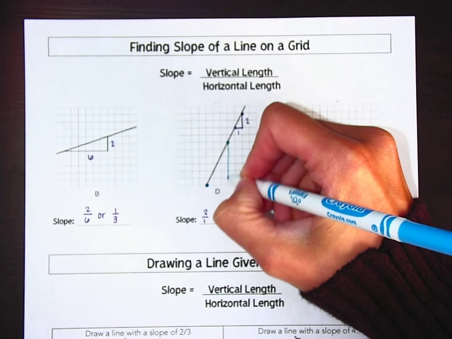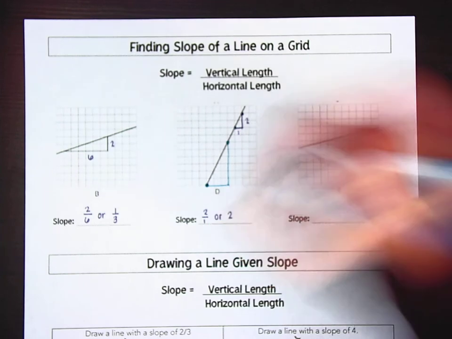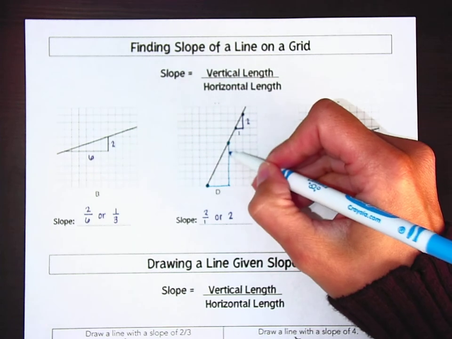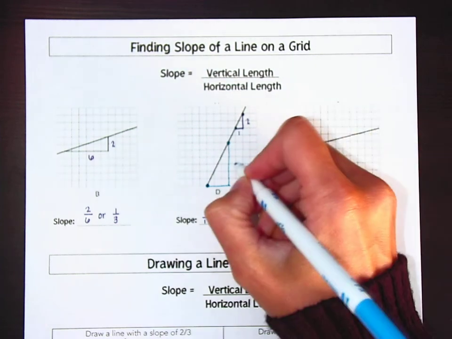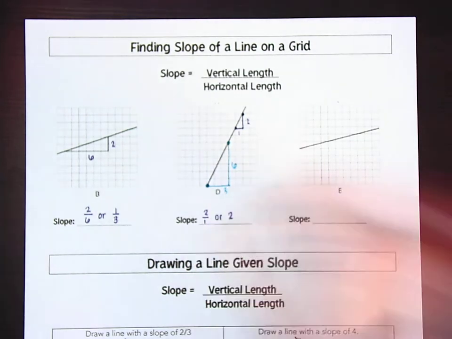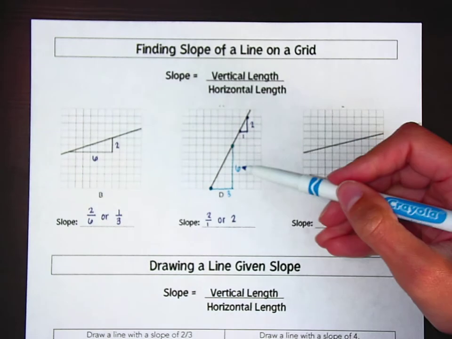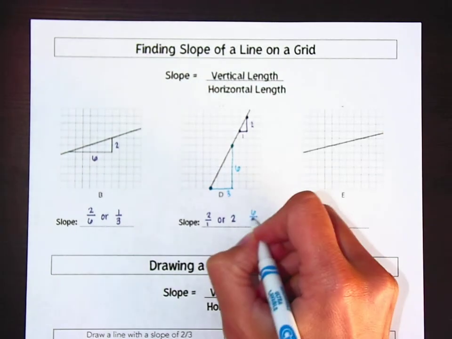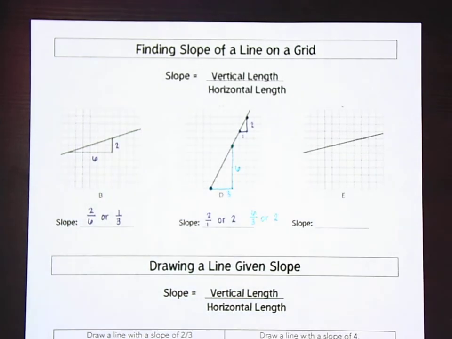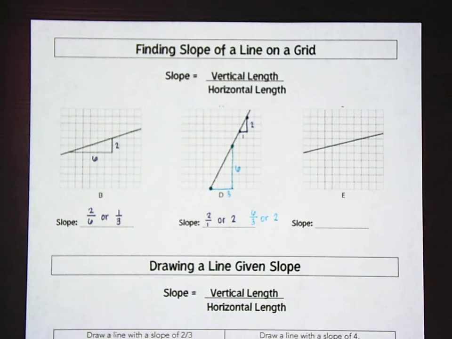So I can draw another similar triangle, and I can see that my vertical distance is 1, 2, 3, 4, 5, 6 units, and my horizontal distance is 1, 2, 3 units. So again, I see my slope is 6 over 3, or 2 over 1, or 2. So regardless of what triangle I draw on that line, I'm still going to come to that same slope of 2. Let's do the same thing for this last example.